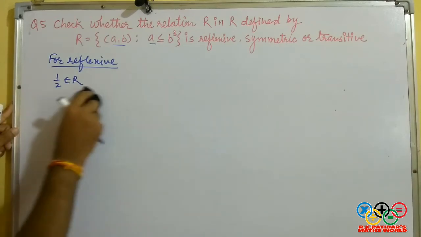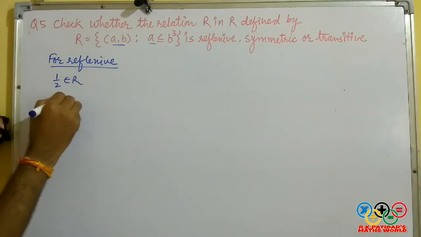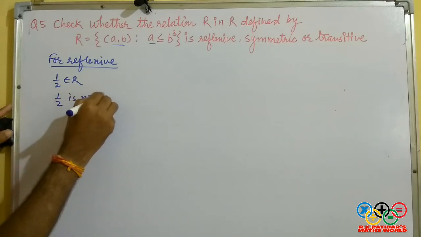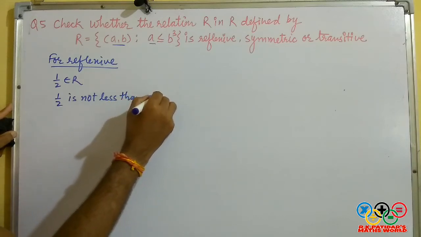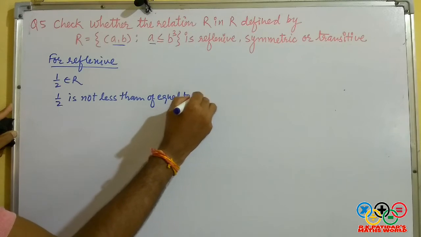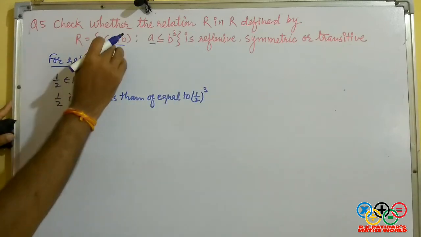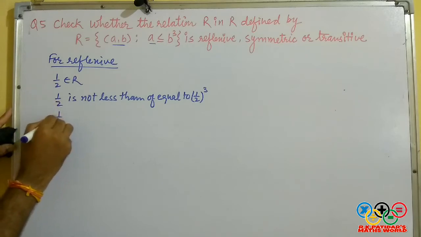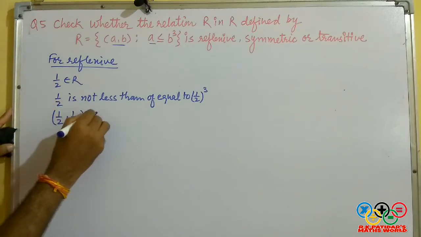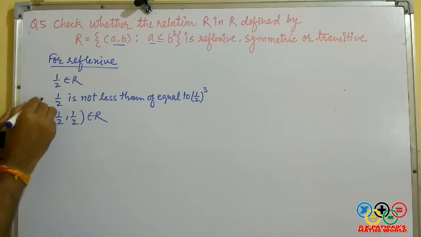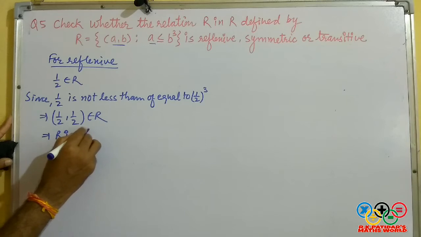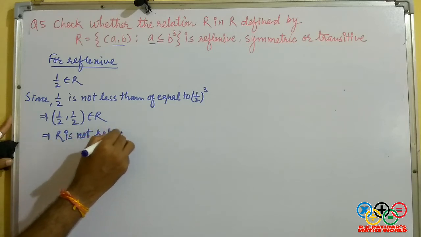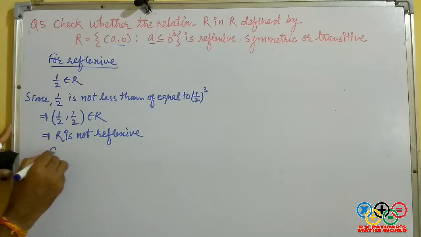So 1 upon 2 is not less than or equal to 1 upon 2 whole cube. अगर मैं दोनों जगह 1 upon 2 लूं तो ये सेटिस्फाई नहीं कर रहा है. 1 upon 2, 1 upon 2 does not belong to R. This implies R is not reflexive. R जो है वो reflexive नहीं होगा.